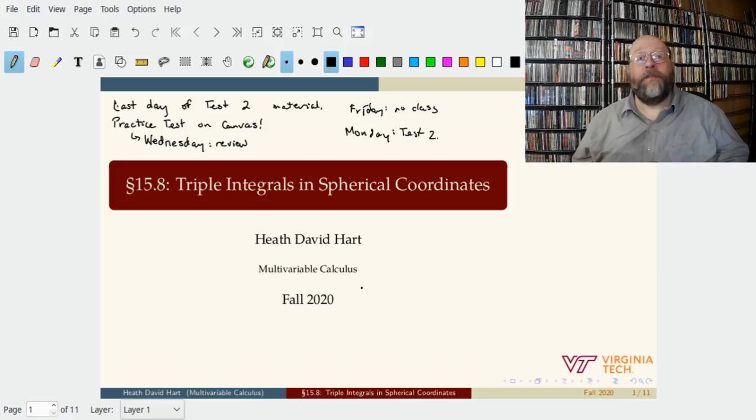We're starting section 15.8 today. This is the unit on triple integrals and spherical coordinates.